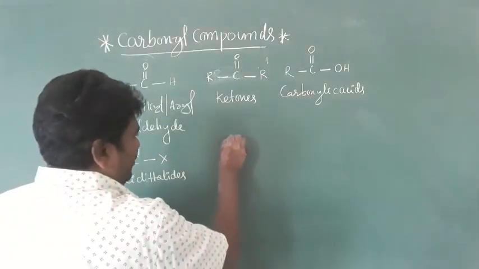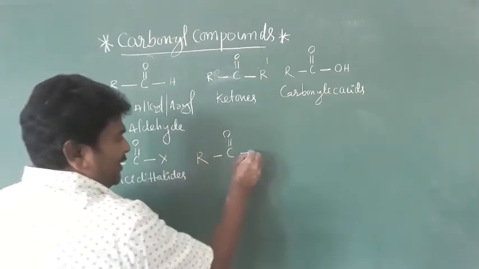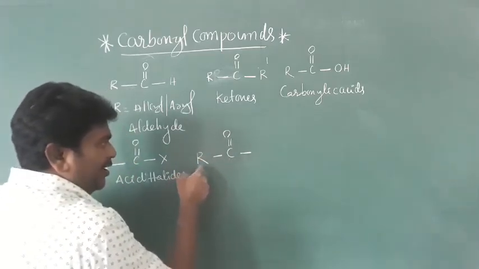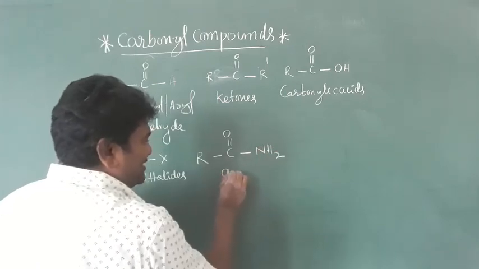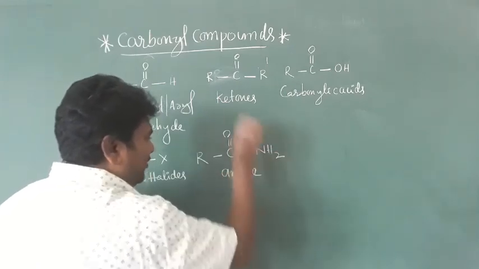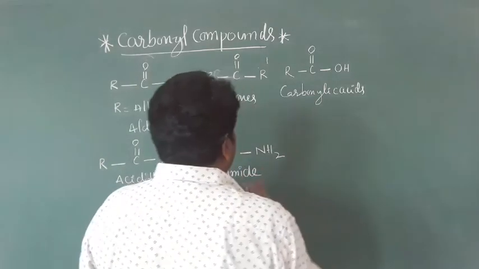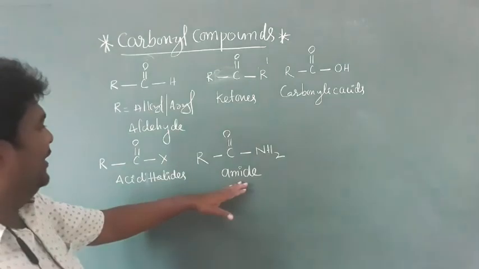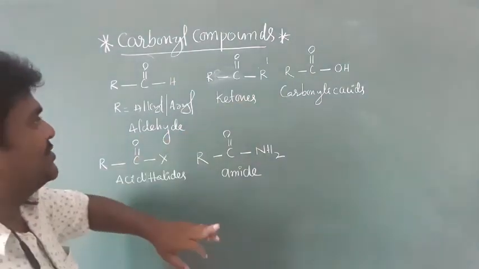Next one. Suppose C double bond O, and here it is R. One valency is satisfied by R, another one is satisfied by NH2. This is called an amide. It is very important. Amide. This is for amide, this is for acid halides, and this is for carboxylic acids.